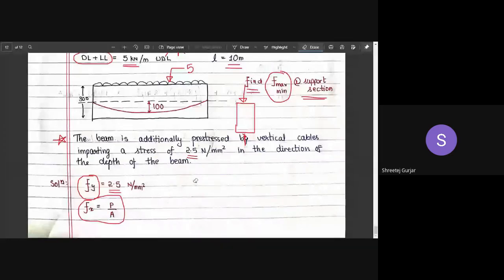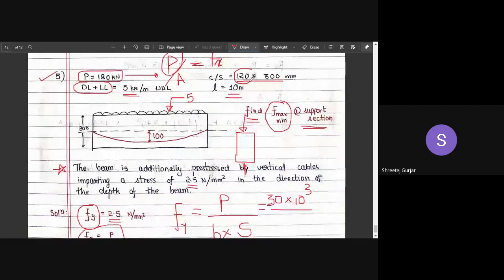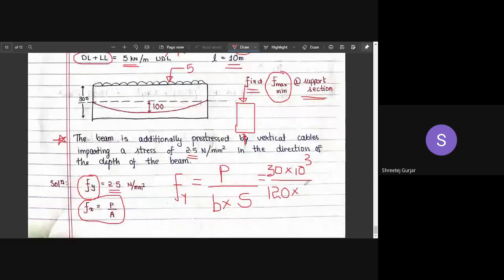So Fy is equal to P, which is the pre-stressing force applied in the vertical direction, divided by B into spacing. I told you the pre-stressing force applied was 30 kilonewton, so it will be 30 into 10 power 3 divided by B. B is the breadth of your beam, which we will consider as 120 in this numerical. And the spacing of stirrups was 100 mm center to center. This will give you the value of Fy.